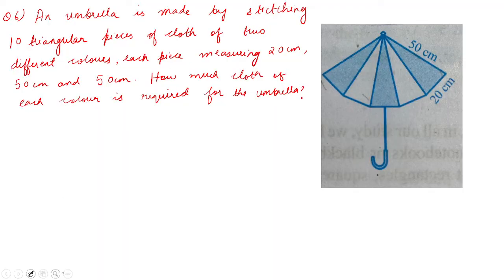An umbrella is made by stitching 10 triangular pieces of cloth of 2 different colors, each piece measuring 20 centimeter, 50 centimeter and 50 centimeter. How much cloth of each color is required?